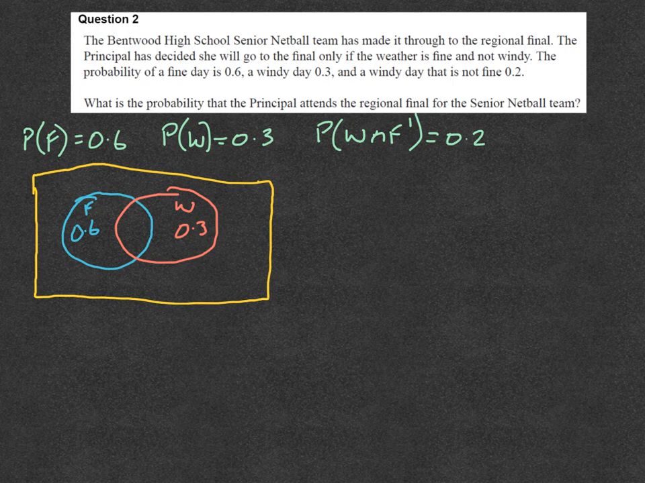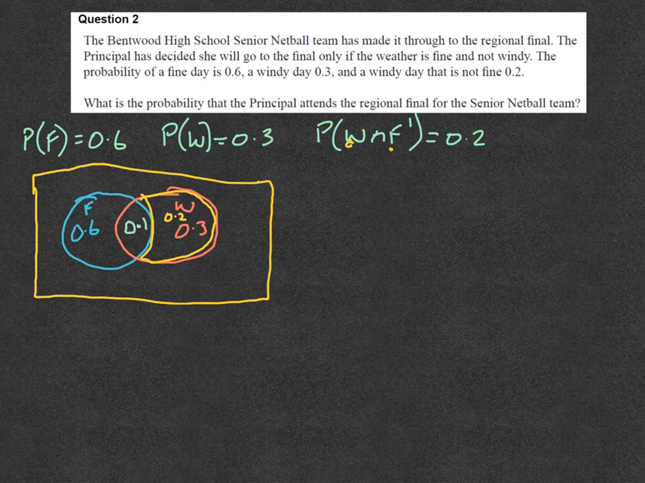So I'm just going to take that away because we're told that this area of yellow here is 0.2, which means this middle bit here has to be 0.1. So we're told that this part in here, when I shaded it in before, where it is windy but not fine, is in this area here. So that's 0.2, which means that this little bit in here is 0.1.